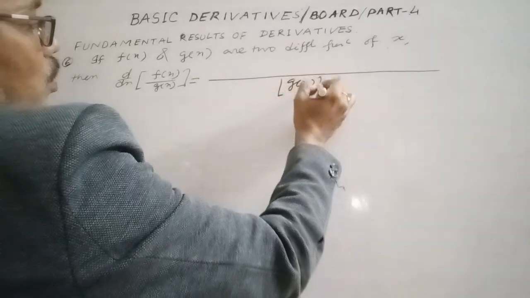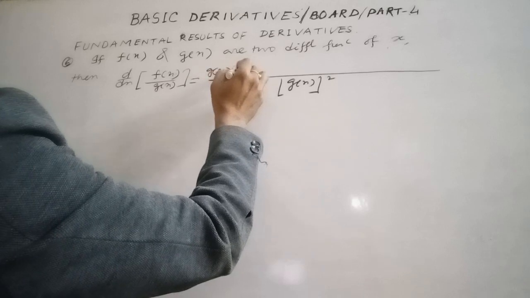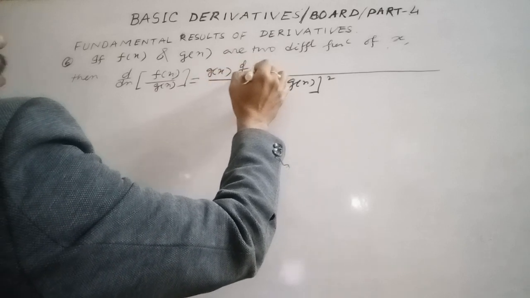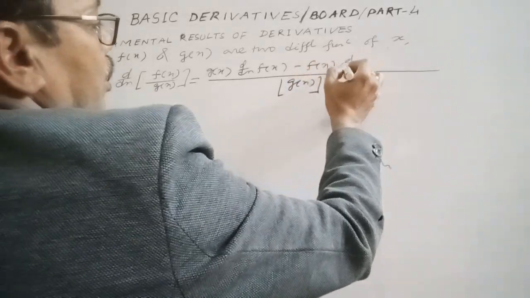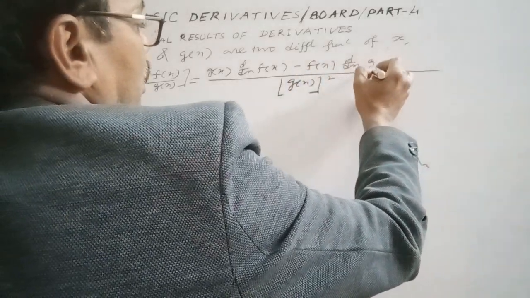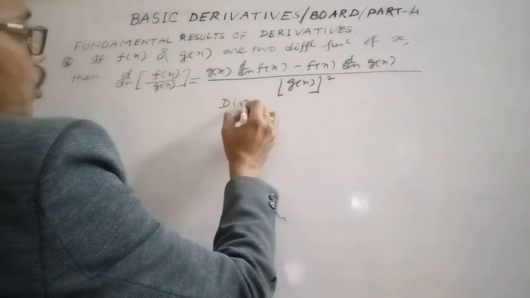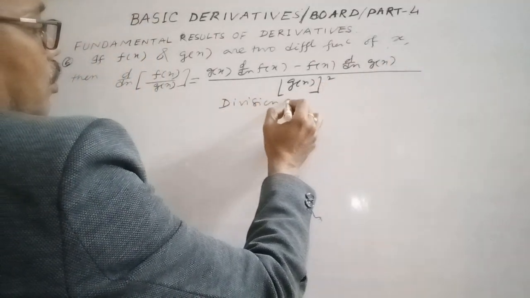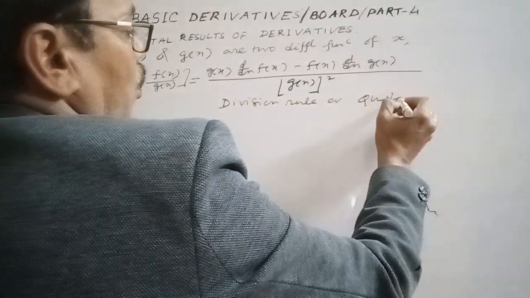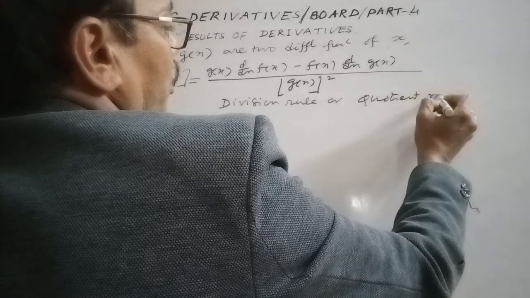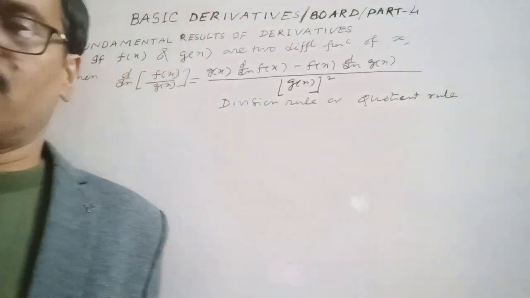g(x) whole square, denominator unchanged. Denominator unchanged, derivative of numerator. Numerator unchanged, derivative of denominator. So this is called division rule, or quotient rule.